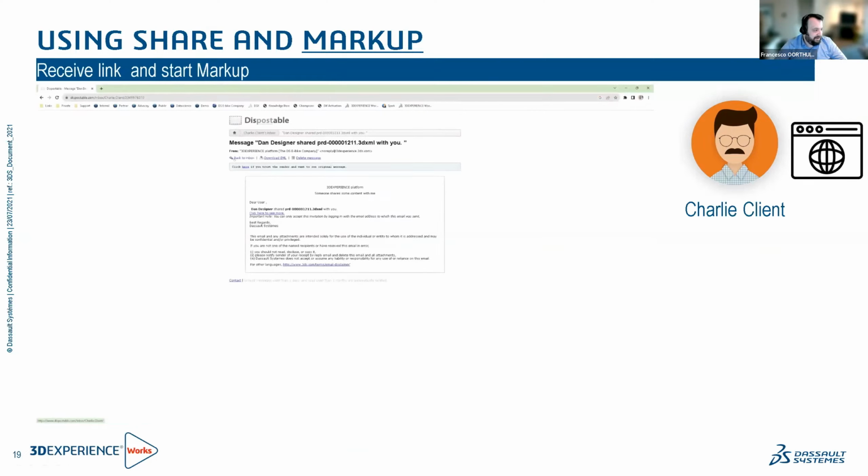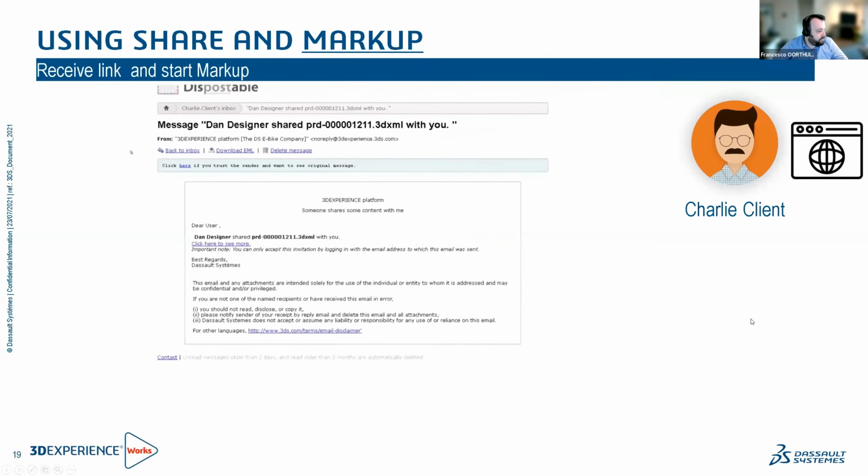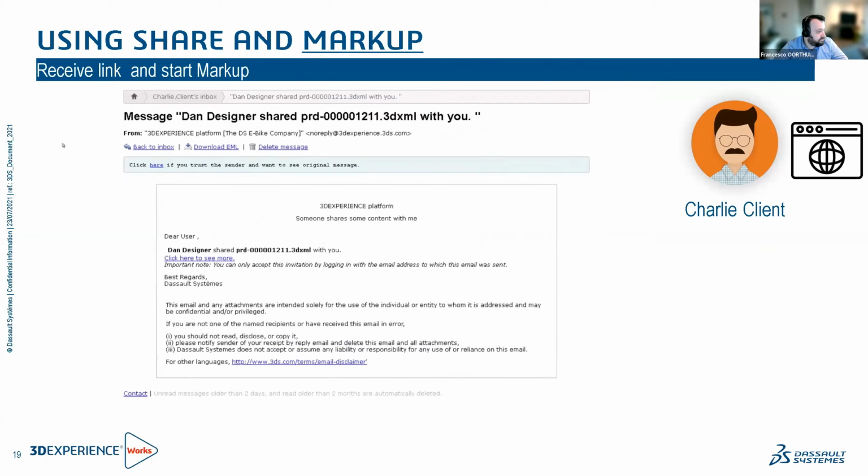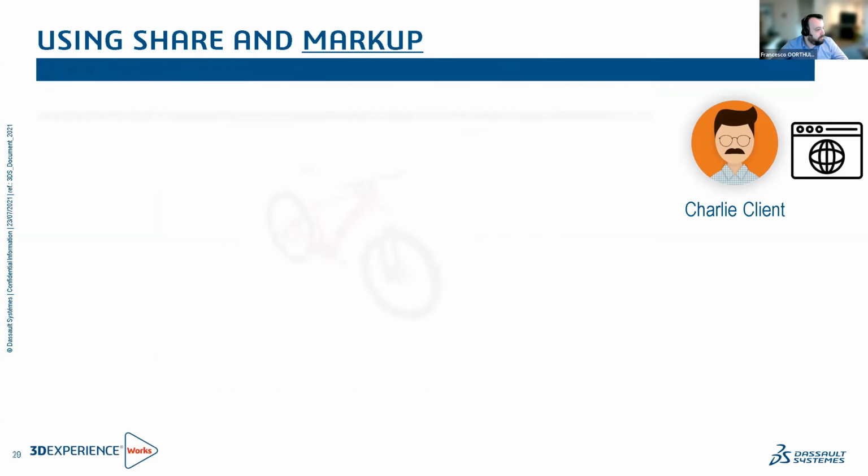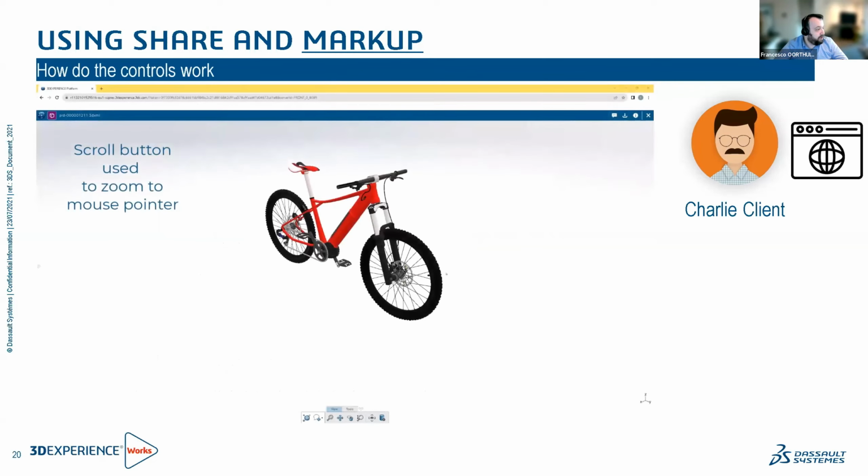So by entering the email of Charlie, he will have received an email. And within that email, he can click the link. And when he clicks the link, the model will be loaded.